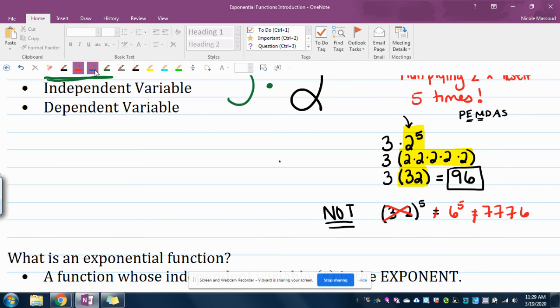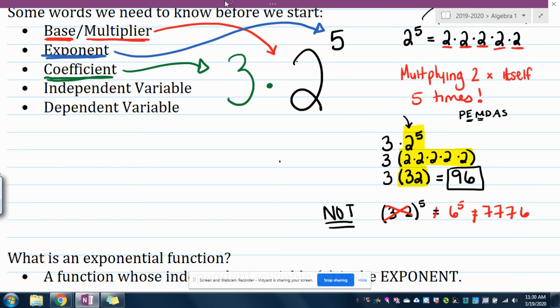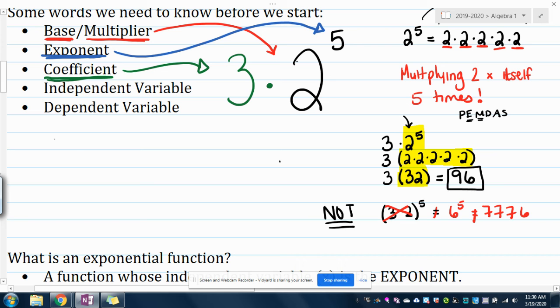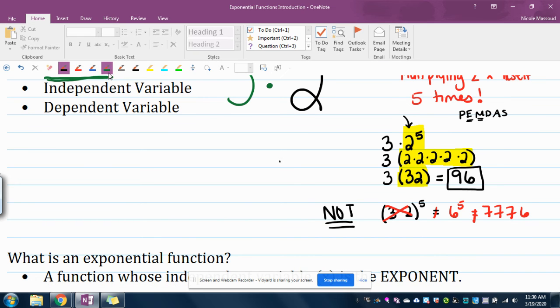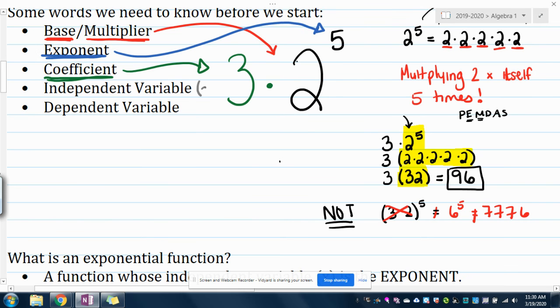Okay. So let's talk independent and dependent variables. We've talked about this a little bit in the class, but an independent variable is the variable that doesn't depend on anything. So that is going to be your x, and your dependent variable is the one that's dependent on the other, and that's y. So y is dependent on x. Whatever x is, y becomes.